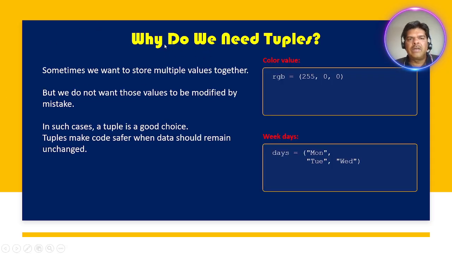That's the reason we are asking, why do we need tuples? Sometimes we want to store multiple values together, but we don't want those values to be modified by mistake. In such a case, a tuple is a good choice. A tuple makes code safer when data should remain unchanged. Weekdays are always going to be the same days only. The weekday values should not change. It should not be editable, it should not be mutable, right? Then we can use the weekday values in tuple format.